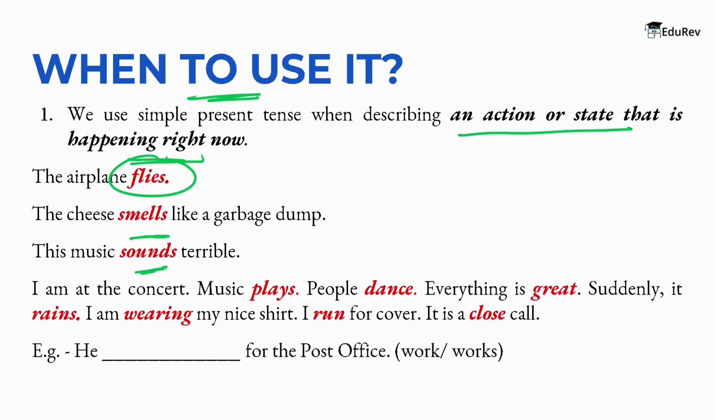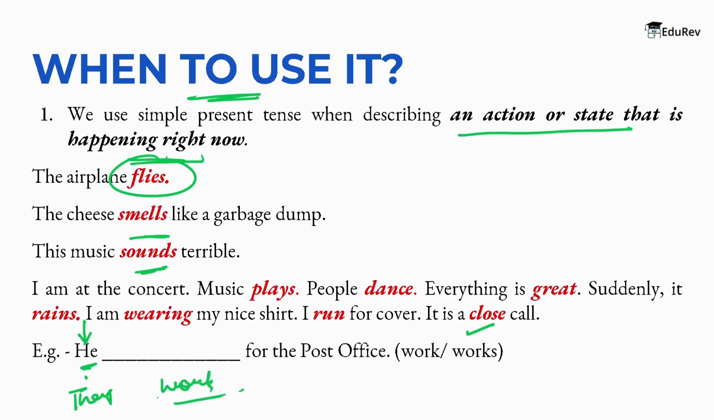However, we do often use both stative and non-stative verbs in your simple present tense to state facts because they are true right now, right? As in, cats have whiskers, or I play college basketball. Let's do one example. He dash for the post office. Similar to the example that we did on the previous slide, here we have a singular thing, right? He. So that means it will be what? Works, correct? If it had been like they, that is plural, it will be what? Your work. I hope you understood this.